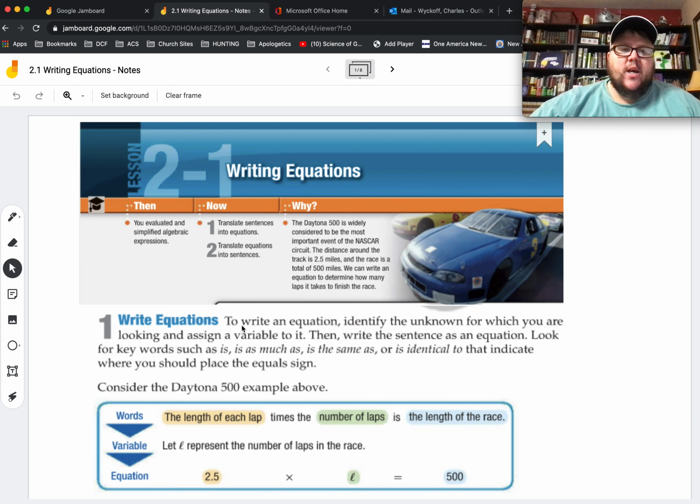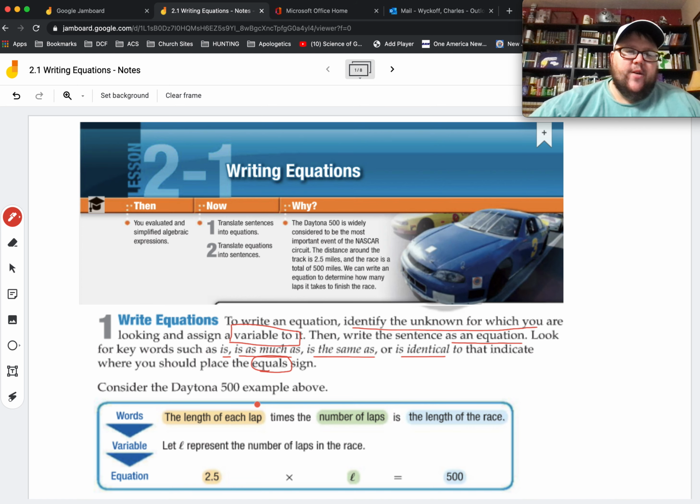Writing equations. To write an equation, identify the unknown for which you are looking and assign a variable to it. So we're going to assign a variable. Then write the sentence as an equation. Look for keywords such as is as much as, is the same as, or is identical. Those all indicate the equal sign.